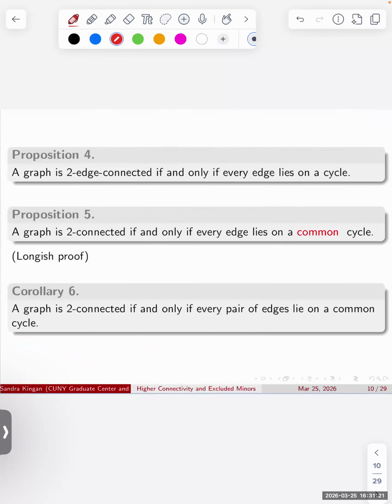All right, so then we did: a graph is two-edge-connected if and only if every edge lies on a cycle. And I just realized I thought I had more than 29 slides, so let me just see what happened. I'm pretty sure I had more than 29 slides on this talk, or maybe it was just 29. Let's see. Oh, it's 29. Okay. So continuing.